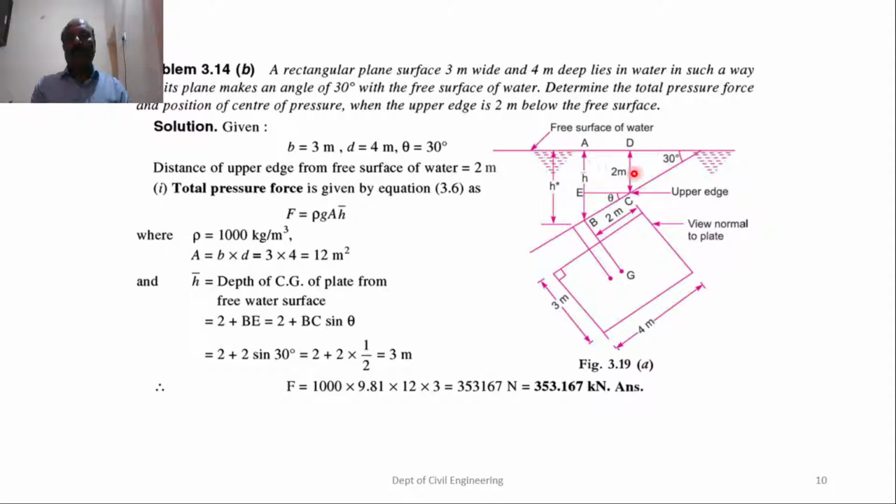The remaining details are the same. Only b is 3 meter, d is 4 meter, theta is the same. Then the distance of the upper edge from the free surface is 2 meter. So here the force is rho g A H bar. H bar is here 3 meter. Then the total force is 353.16 kilonewton.